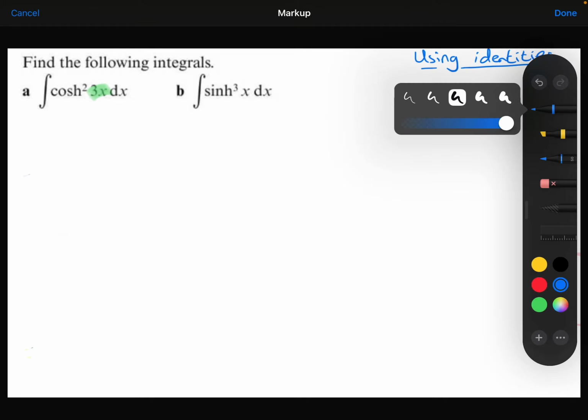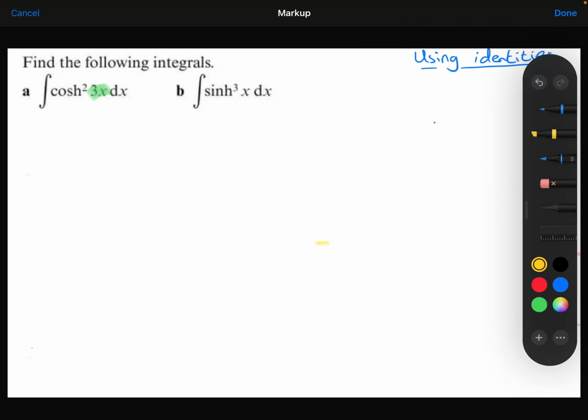Right, the second one, we've got sinh cubed x. Now, I'm going to show you a technique that we could use for all odd powers. It's not just for cubed. We could do it for power 5. We don't want to do it for too high powers because it will be quite long. You would need a different technique if the power was high. But if it's sinh cubed or sinh to the power 5, if it's cosh cubed or cosh to the power 5, this is the technique that we would use.